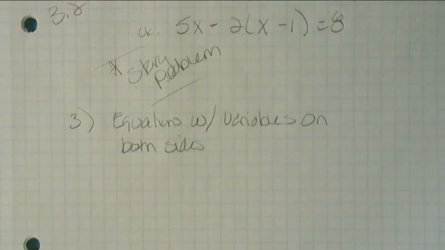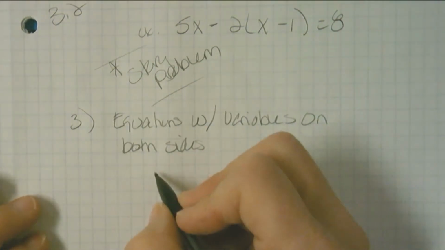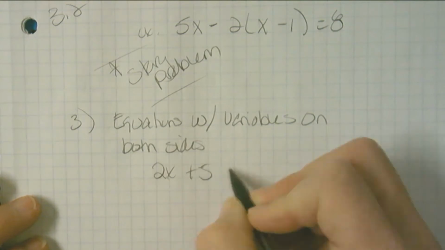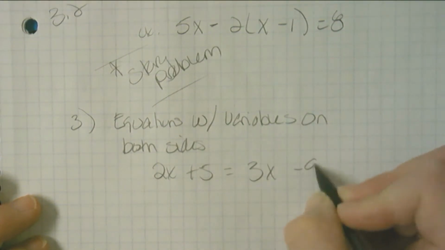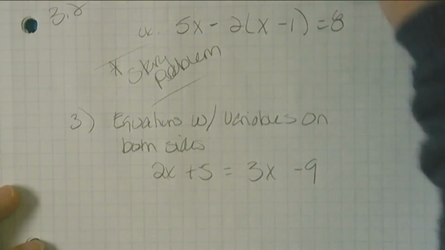Unfortunately, almost every one of these has a possibility of a story problem. But just go back and do one or two. So this looks something like 2x + 5 = 3x - 9. That's one that might look like that.